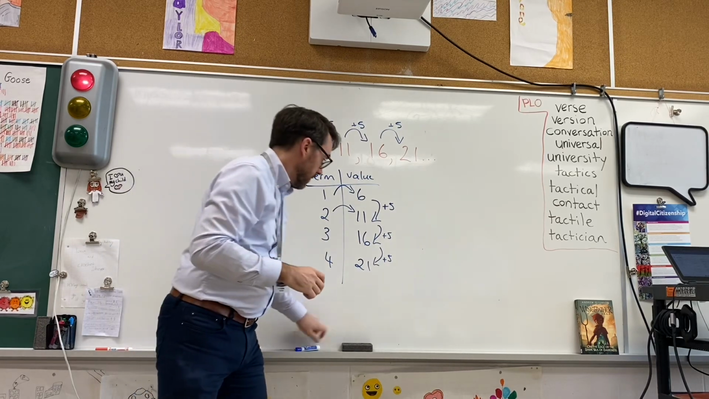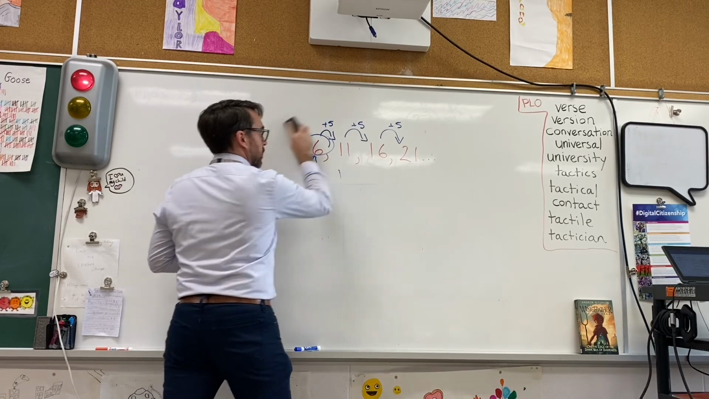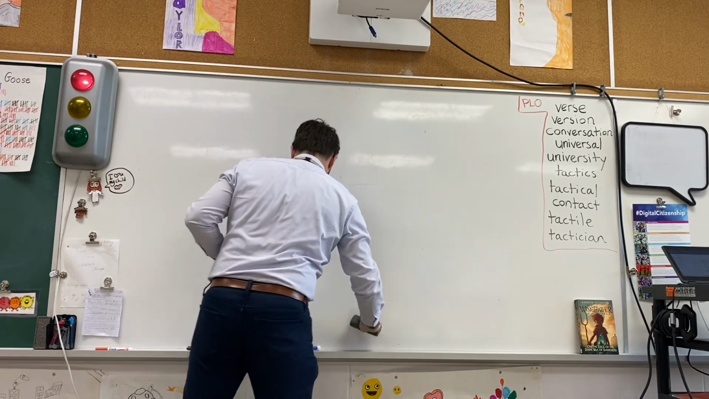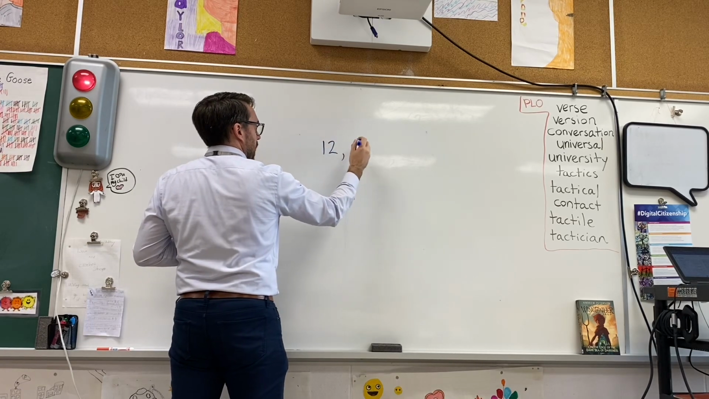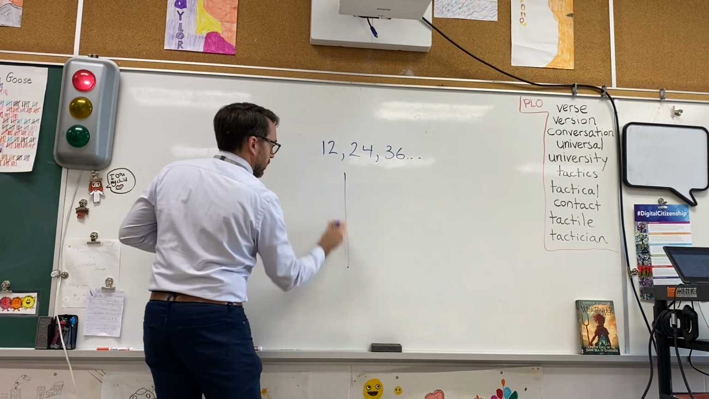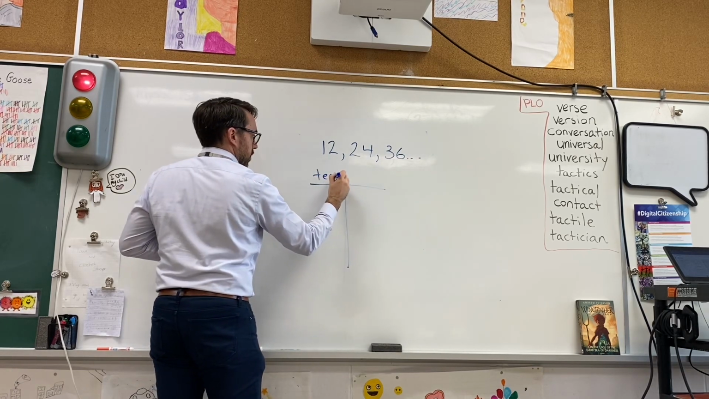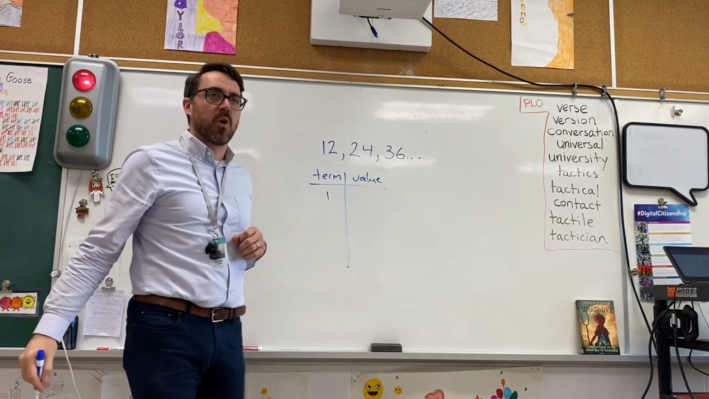Let's do another one that has a relationship across the table too. And we'll talk about how we can write this. Okay. 12, 24, 36. Okay. There's our term. There's our value. First term is worth what?